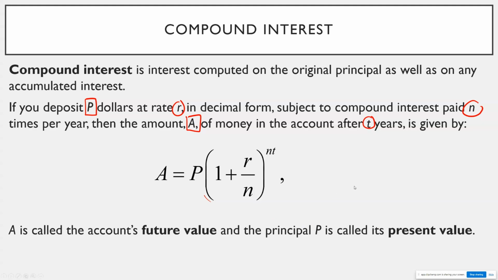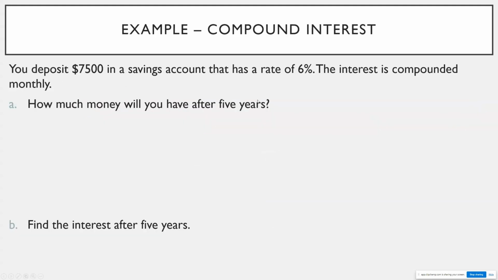All right, let's work an example problem here. Suppose you deposit $7,500 in a savings account. Okay, so that's what you're given. You're depositing $7,500 in a savings account that has an interest rate of 6%, so we'll change that to a decimal. And the interest is compounded monthly.